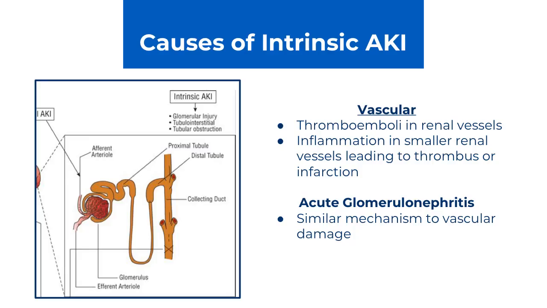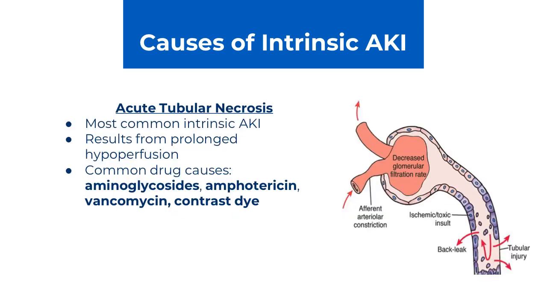The second realm of AKI is the intrinsic acute kidney injury. It mainly results from a vascular issue like a thromboemboli in the renal vessels or inflammation in the smaller renal vessels that lead to a thrombus or an infarction. The most common type of intrinsic AKI is acute tubular necrosis. It results from a prolonged period of hypoperfusion to the kidney.